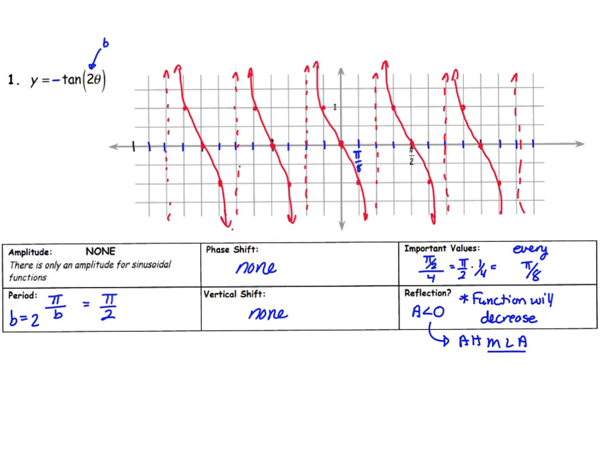Just to point out, we have that this piece right here, this asymptote, and this piece right there, that is a period of pi over 2 that completes one cycle.